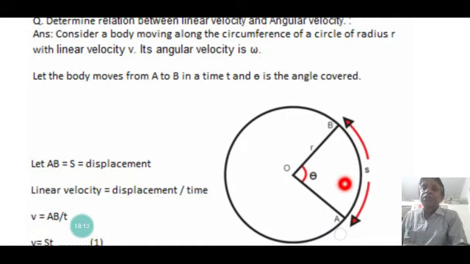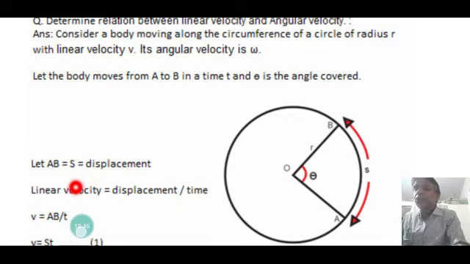It covers a distance in time t, and theta is the angle covered, the angle subtended by the arc at the center by the moving object in time t. Now AB is the displacement of the object moving on the circular path, and here linear velocity is equal to displacement by time.